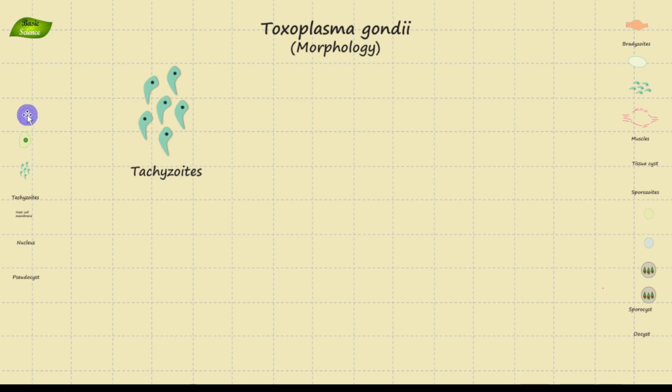Now let's move on and create the second one, which is the pseudocyst. A cyst is usually a form which is a little bit more resilient, and it is a little bit more difficult to treat, right? So it's more protective in nature. This is what I'm talking about as the pseudocyst.